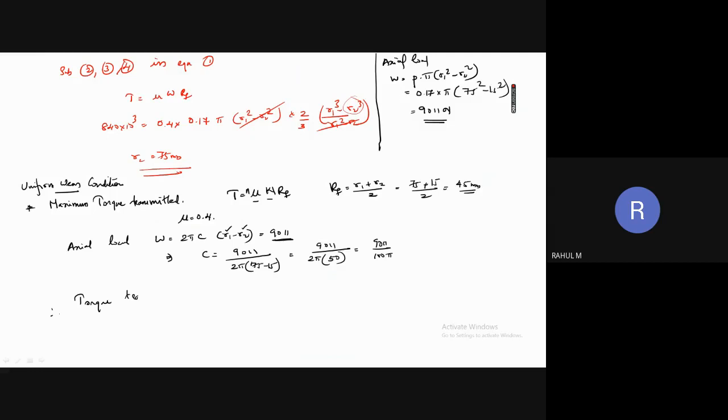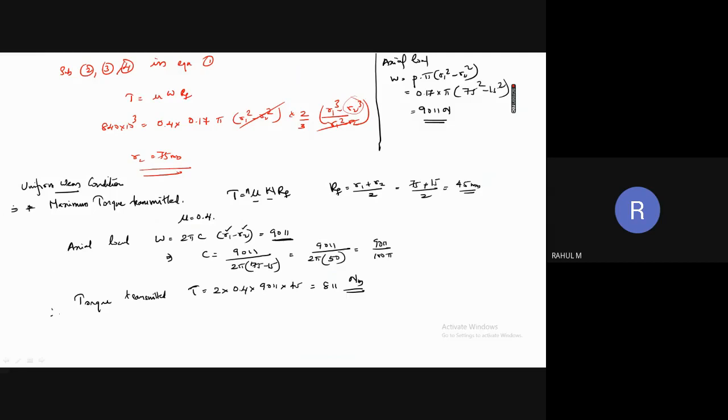Torque transmitted T is equal to N times mu times axial load times RF. N is 2, mu is 0.4, axial load is 9011, and the RF value is 45 mm. Upon solving this, you'll get the torque transmitted as 811 Newton meter. So that completes the next part of the question.